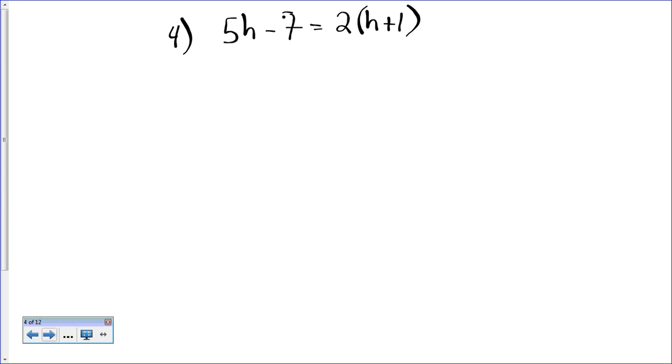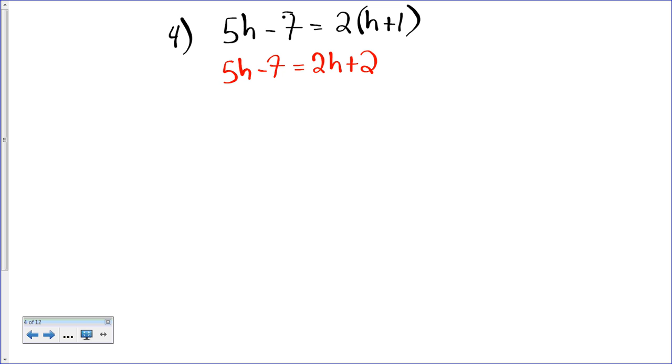All right, number 4. Okay, remember, when you look at an equation, you need to be looking for a couple things. First thing you look at is, do I have parentheses? You do have parentheses, so you need to get rid of them. Okay, so 5h minus 7, right? And we distribute the 2, so we have 2h plus 2. Now we have an equation that has variables on both sides. Remember, you can do this a variety of ways. You pick the best way. I'm going to do it a way, and you can check your answer to see if you get the same thing.